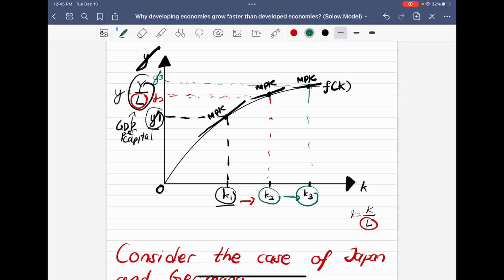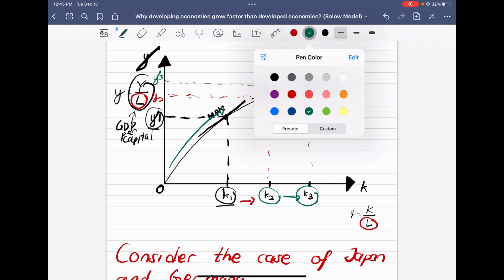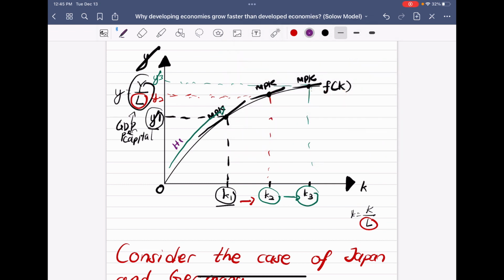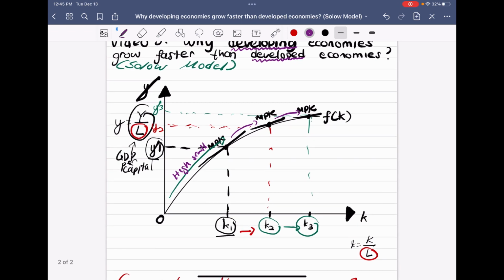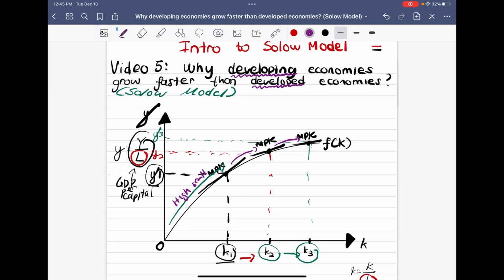That is why, if you see this section in the green line that I'm drawing here, countries are experiencing high growth, and from K1 to K2 maybe medium growth, and K2 to K3 maybe slower growth. So as a country develops and has more capital per capita, it grows slowly and slowly, and that is why developing economies grow faster than developed economies.